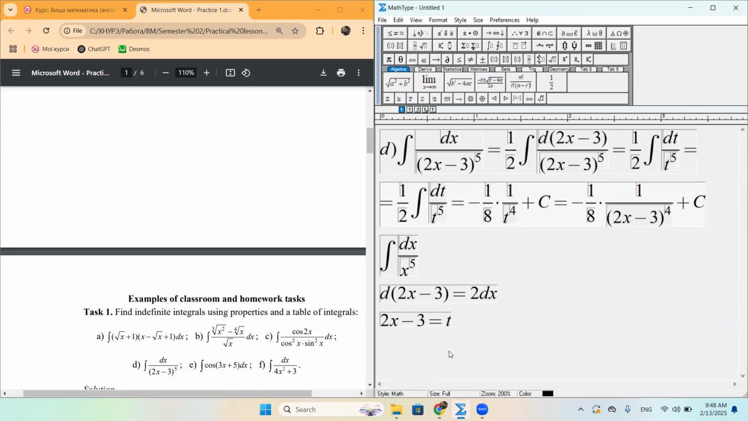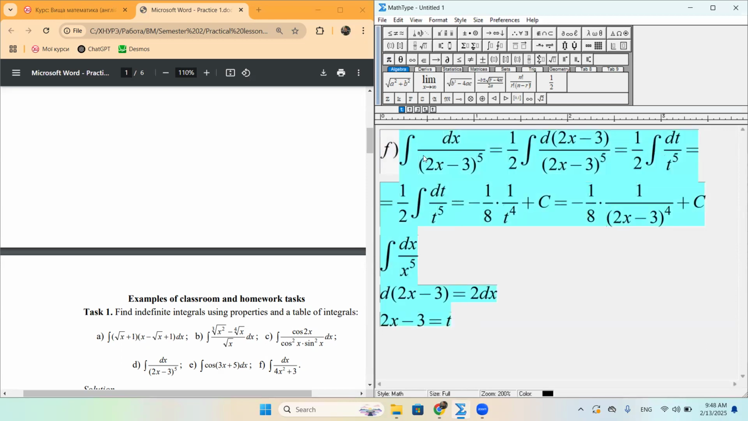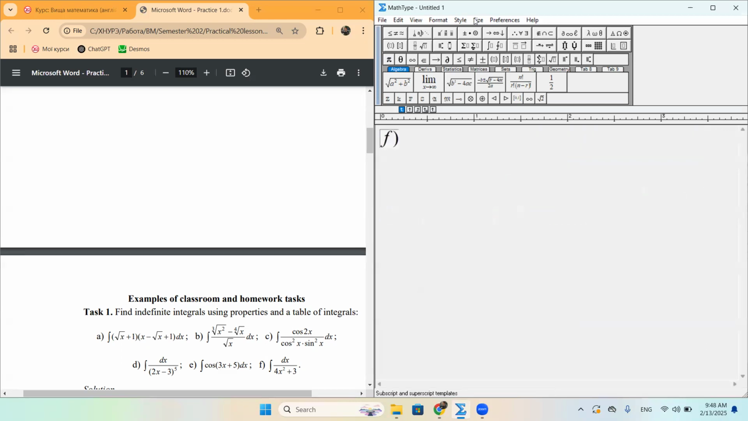I guess there are no questions. Okay. Part E is an analogical approach. Now let's solve F. And so we have the next integral.